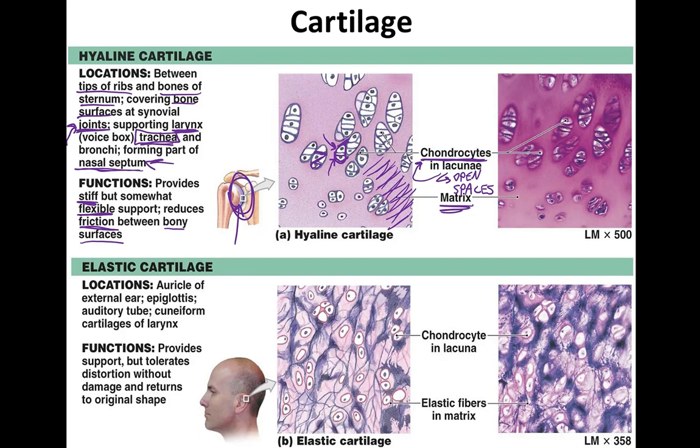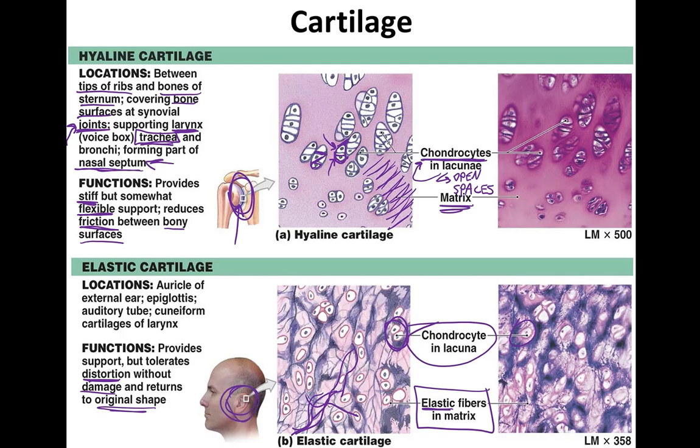Now compare that to elastic cartilage. Elastic cartilage, as you can see in the picture, is made up of a whole lot of fibers. There's all these fibers in the matrix separating our chondrocytes and their lacuna from each other. These are elastic fibers, and elasticity means stretch. Right? This is where you use elastic cartilage, where you need a structural support, but a structural support that can be stretched and distorted without permanent damage, and one that can return to its original shape.